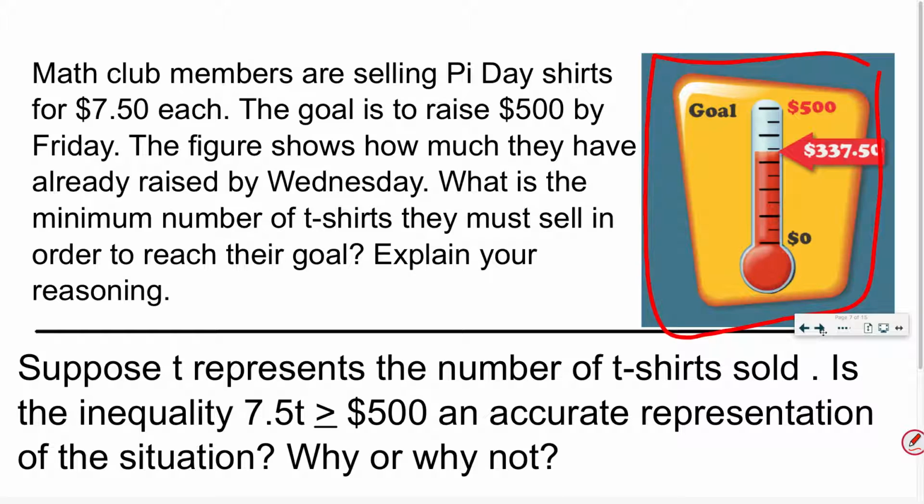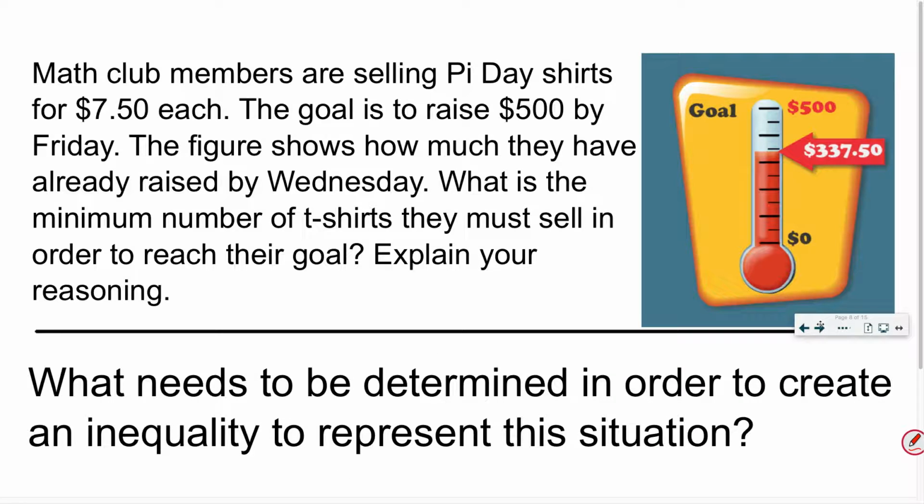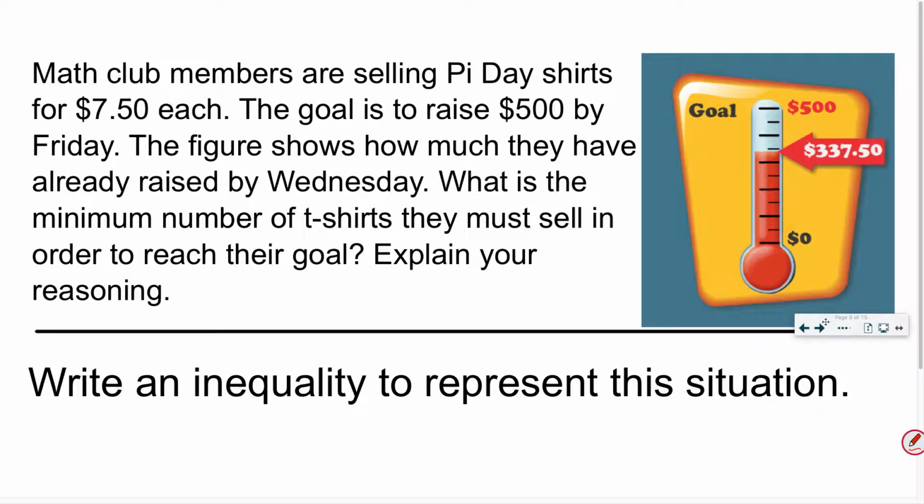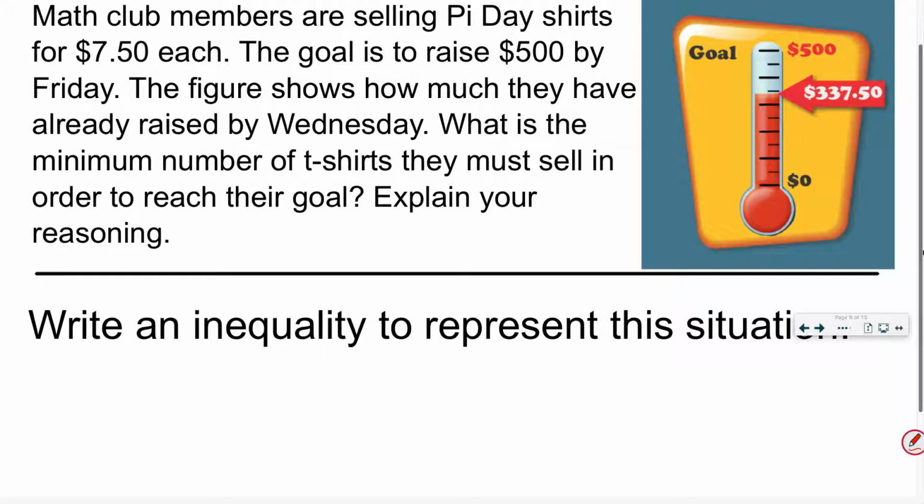So let's take a look at how we can represent this. Okay. We kind of already answered this. In order to create the inequality, we need to determine the amount of money that they still need, which you just identified, right? Because just the 500 is not enough. They already have most of it. They only need a little bit more, I guess you could say. Okay. So now let's write an inequality to represent the real scenario. How can we put together the real scenario?